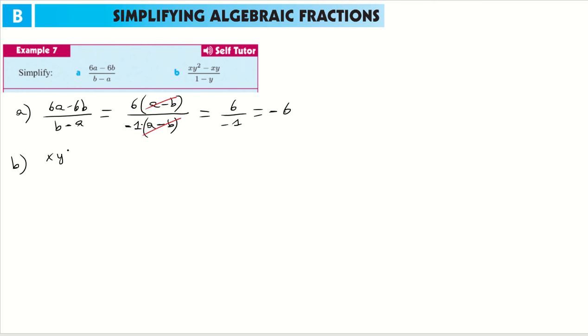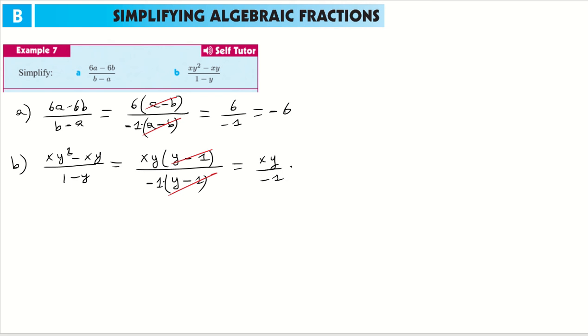b, (xy squared minus xy) over (1 minus y). Okay, I can take something out in the numerator, namely xy. Y is left from the first term, and minus 1 is left from the second term. And in the denominator, I have 1 minus y, and in the numerator, I have y minus 1. So the denominator I can write as minus (y minus 1) between brackets. So the y minus 1 cancel out. So I got xy over negative 1, which is equal to minus xy.